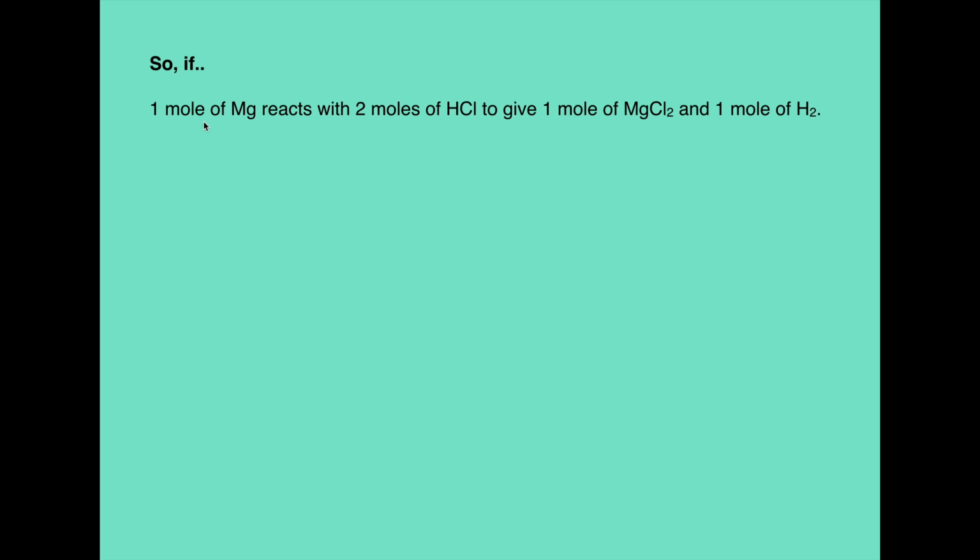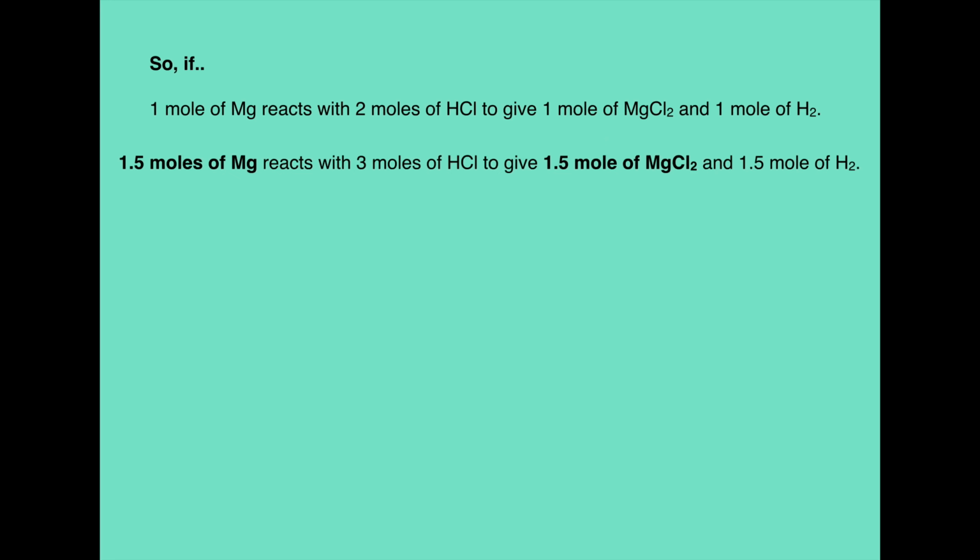Now, from the equation, if 1 mole of magnesium reacts with 2 moles of hydrochloric acid to give 1 mole of magnesium chloride and 1 mole of hydrogen gas, then 1.5 moles of magnesium, which is what we've got in this case, would react with 3 moles of hydrochloric acid, same ratio, to produce 1.5 moles of magnesium chloride and 1.5 moles of hydrogen. So if we know we're making 1.5 moles of magnesium chloride, then 1.5 moles of magnesium chloride has what mass?